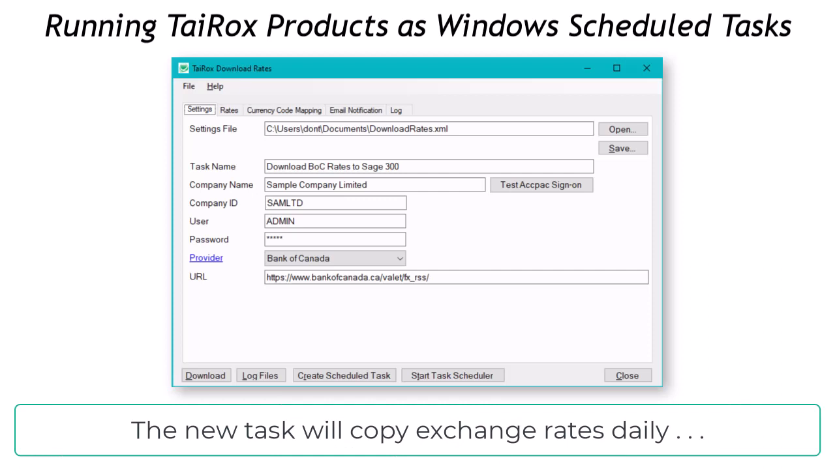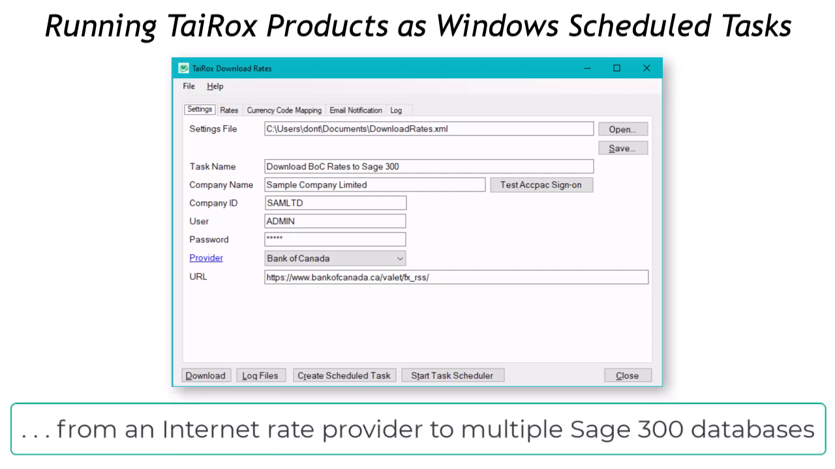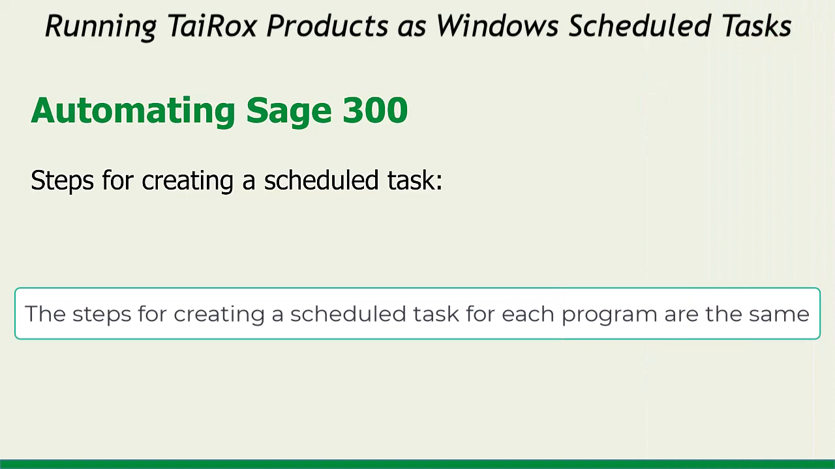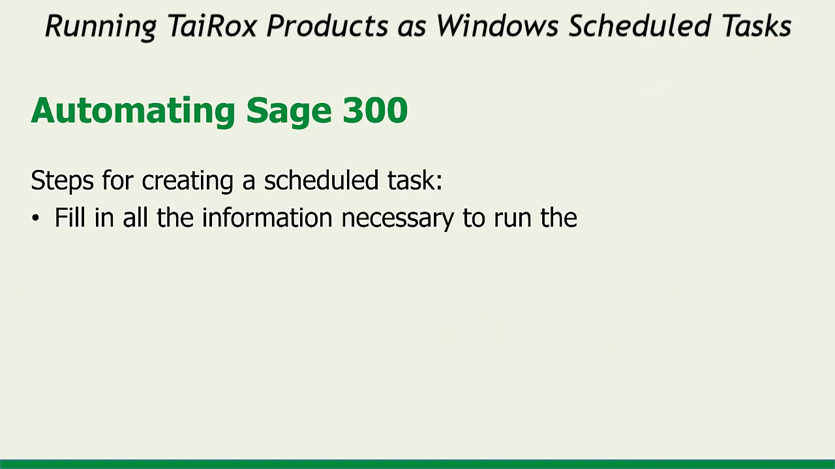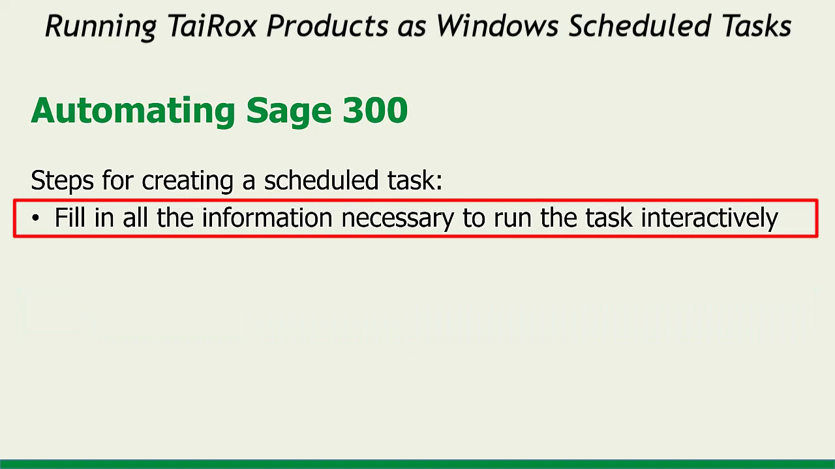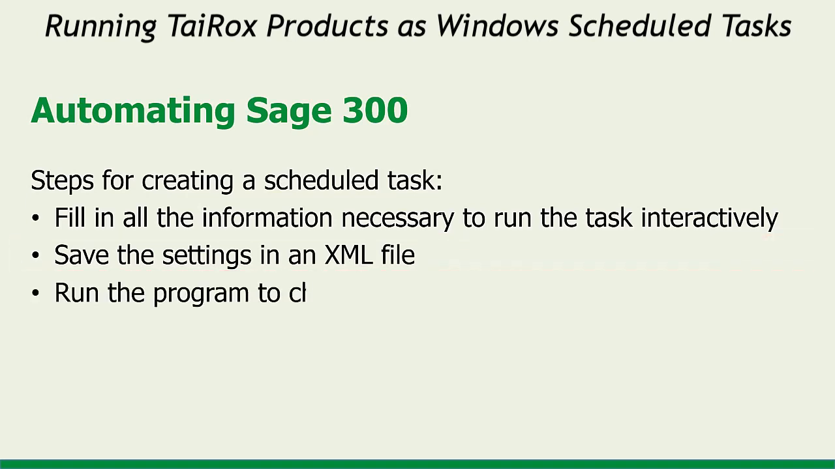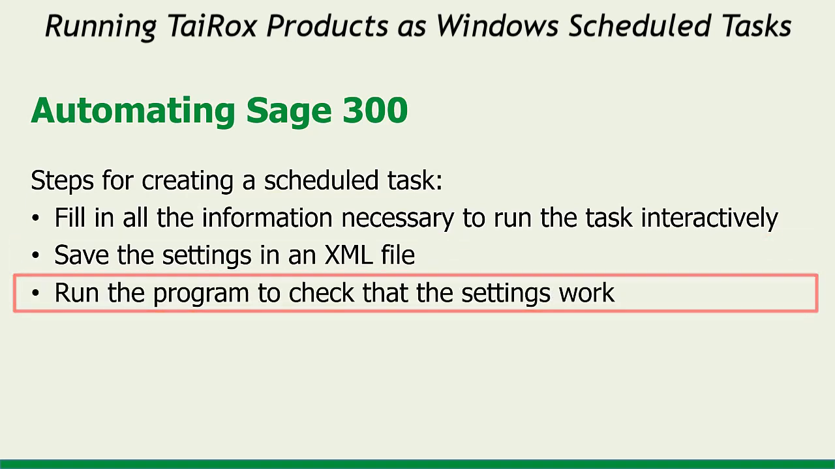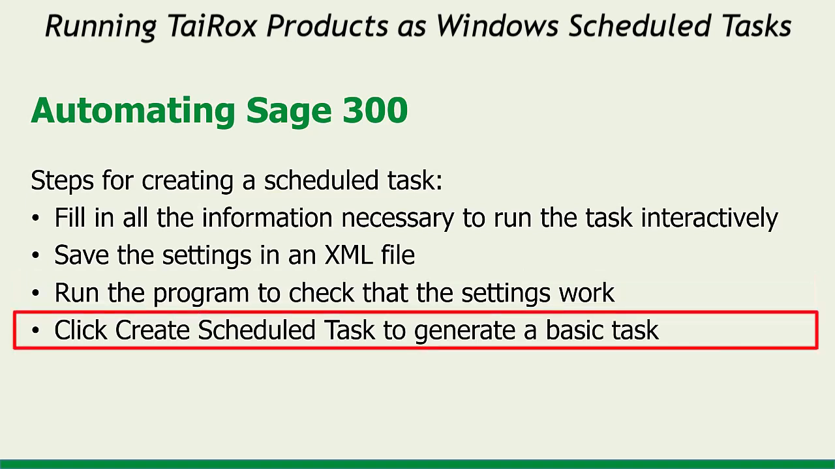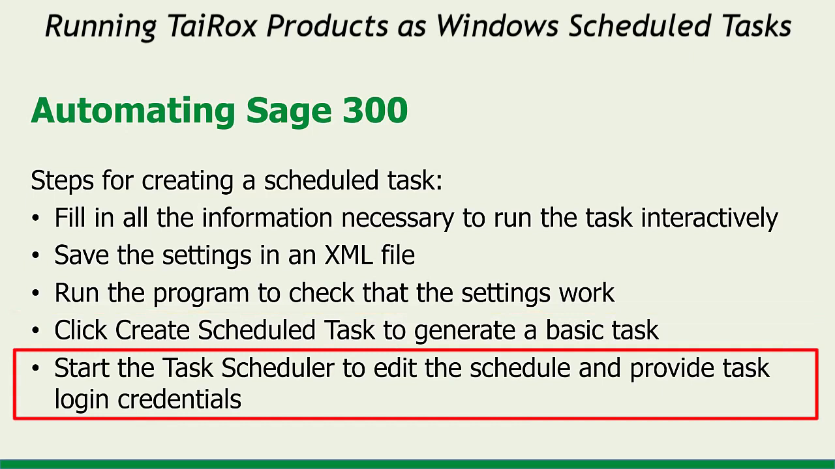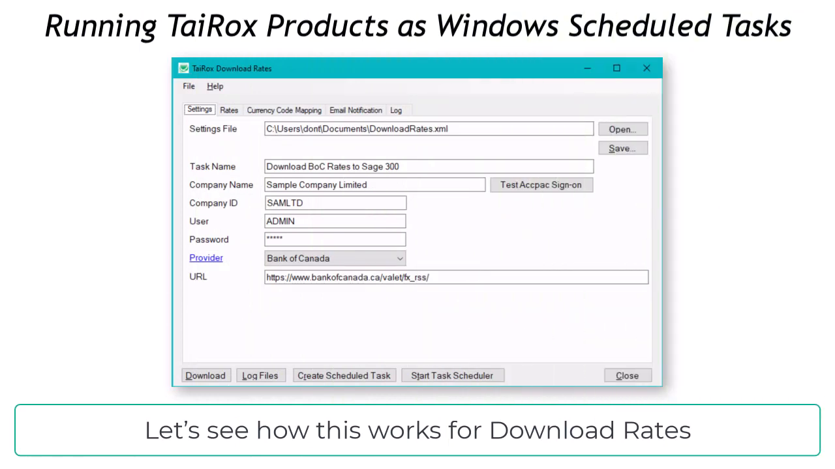The new task will copy exchange rates daily from an internet rate provider to multiple Sage 300 databases. The steps for creating a scheduled task for each program are the same. You fill in the information necessary to run the task interactively, you save the settings in an XML file, run the program to check that the settings work, click Create Scheduled Task to generate a basic task, and then start the task scheduler to edit the schedule and provide task login credentials. Let's see how this works for download rates.